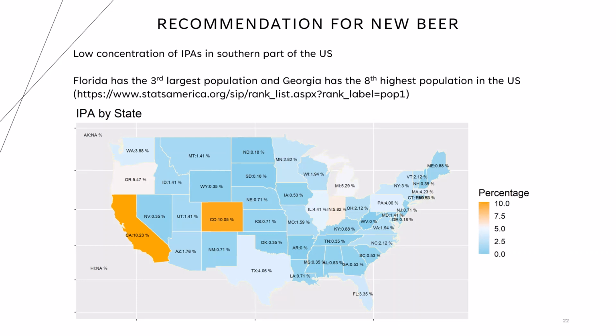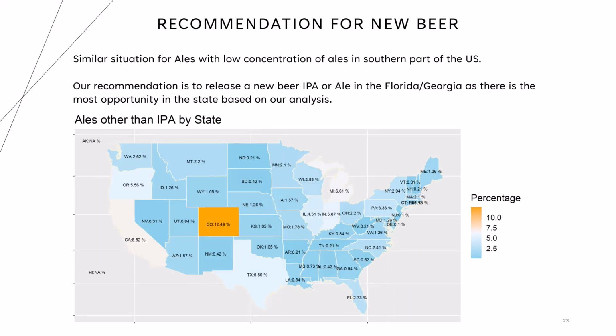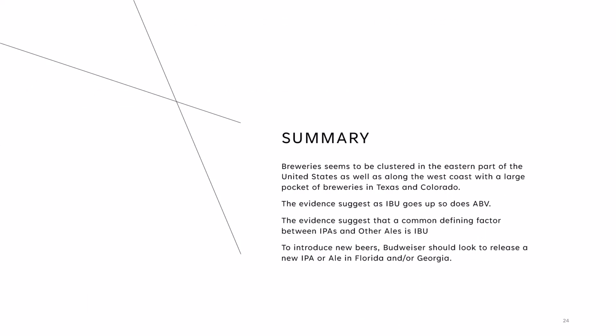Now I'll go into our recommendation for Budweiser. Looking at the two really popular beers, IPAs and other ales, it looks like the southern part of the United States doesn't have as many of those type of beers, so maybe an underserved market, especially with both Florida and Georgia being in the southern part of the United States with the third and eighth highest population, so kind of an untapped market there. You can see here IPAs as well as other ales just tend to be underrepresented in this region. So our recommendation at Budweiser would be to release a new IPA or ale in this area where you won't face as much competition from local breweries and you can make some money.